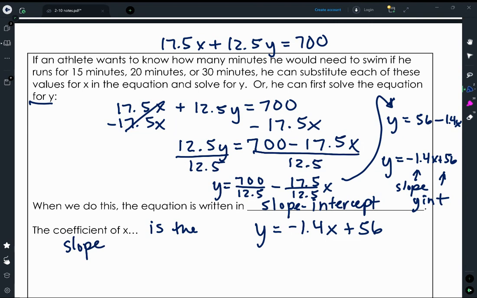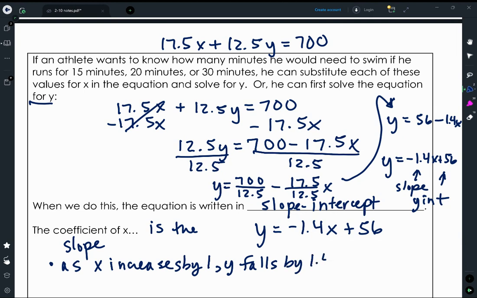Okay? And what that means is that because it's negative 1.4, it means as x increases, we should have done bulleted points here, increases by 1. So that's going to go to the right. Y decreases or falls by 1.4. For every additional minute of running, the athlete can swim 1.4 fewer miles.